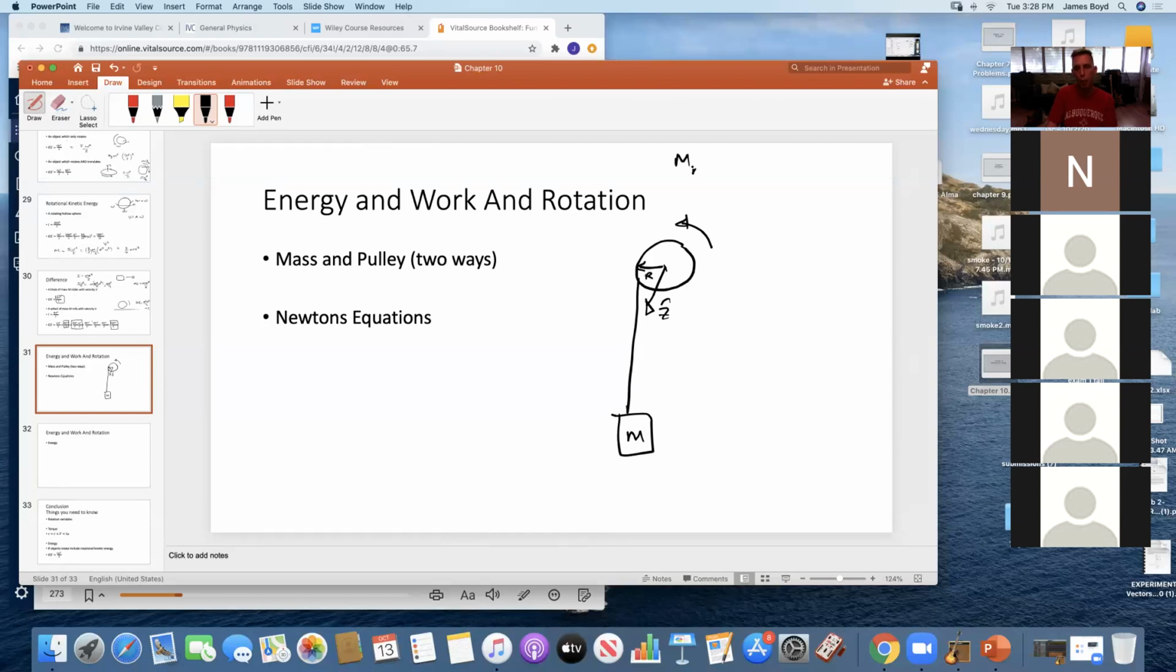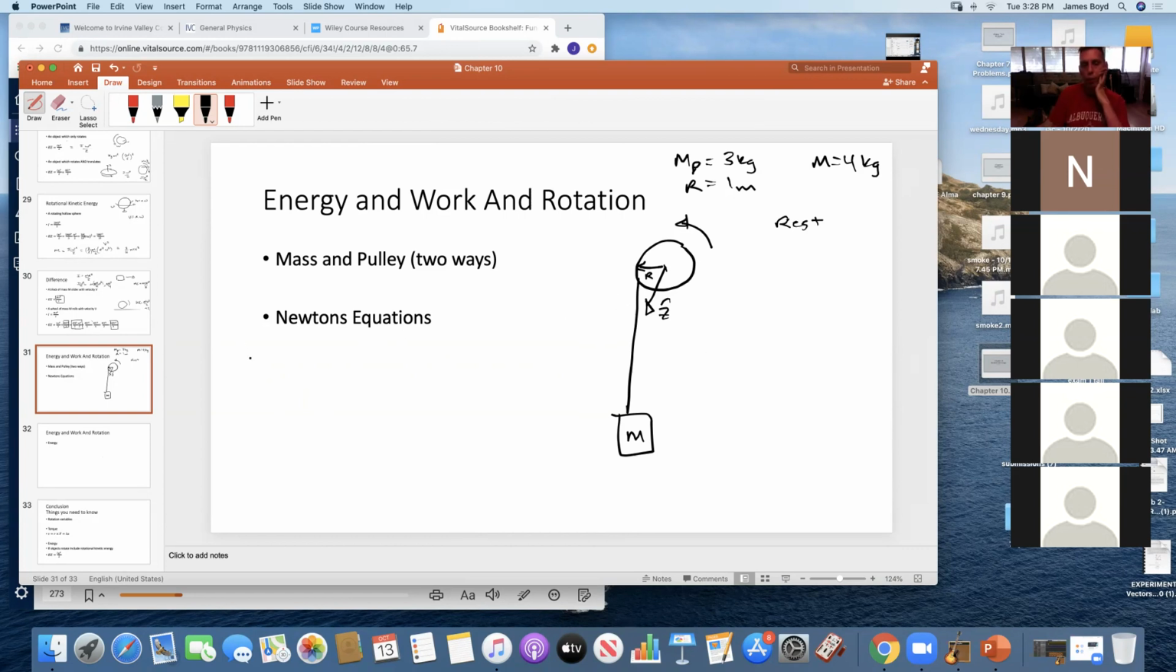The mass of the pulley, let's say it's 3 kilograms, and the mass of the block, let's say it's 4 kilograms. Let's say the radius of the pulley is 1 meter, and we're going to start it from rest. We need to determine, if we let it fall from rest, what is the acceleration of the block? What is the velocity of the block? What is omega?